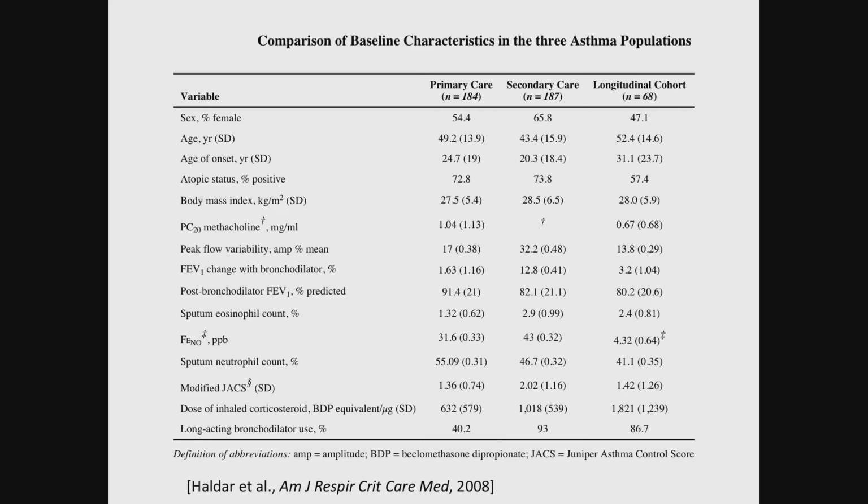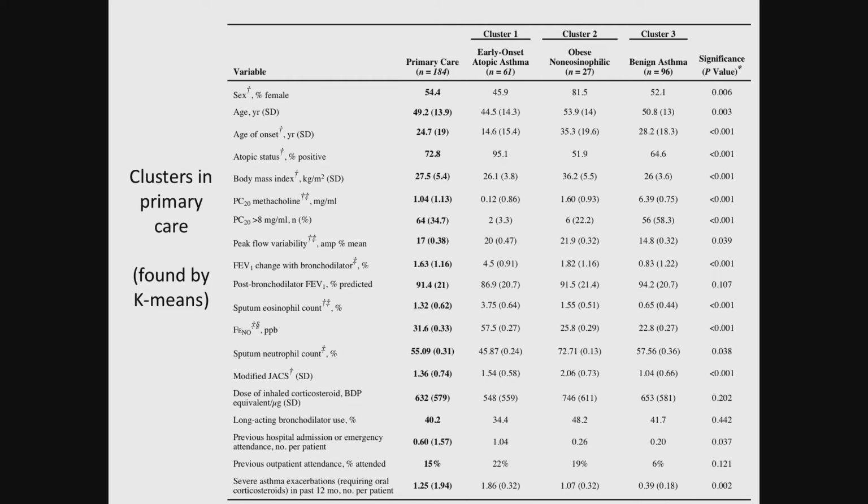You see that in the primary care population, the individuals are on average 54% female. In the secondary care population, 65% of them are female. You notice that if you look at some measures of lung function, it's significantly worse in that secondary care population, as one would expect, because these are patients with more severe asthma. So next, after doing k-means clustering, these are the 3 clusters that result. And now I'm showing you the full set of features.